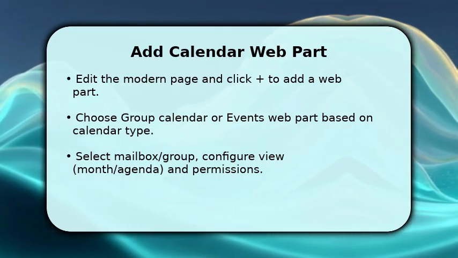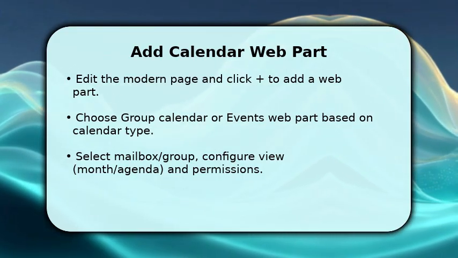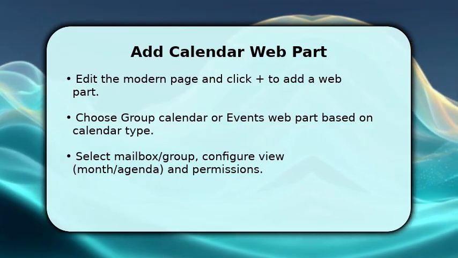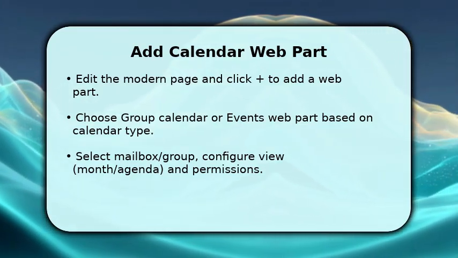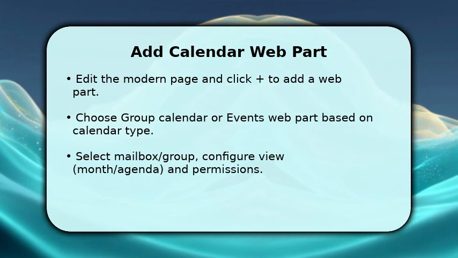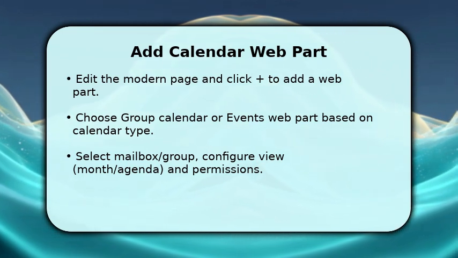Make sure to set audience visibility and link behavior because permissions follow the calendar source. If the web part cannot find the calendar, double-check that the group mailbox is shared with the site or that you have delegated access in Outlook.